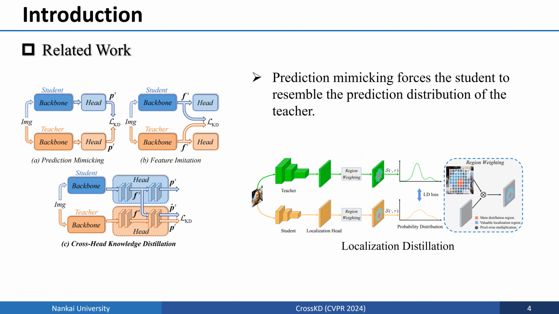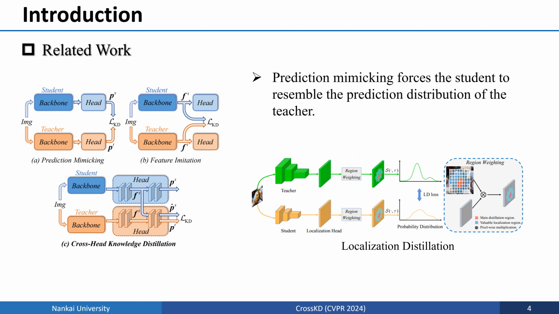Differently, prediction mimicking points out that the smooth distribution of the teacher's predictions is more comfortable for the student to learn than the direct distribution of the GTs. Thus, it forces the student to resemble the teacher's prediction distribution.